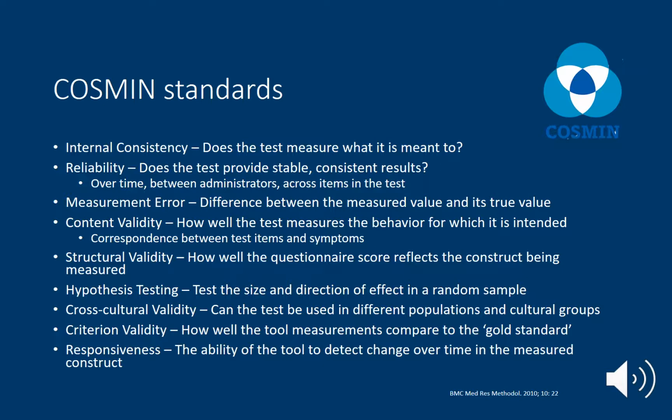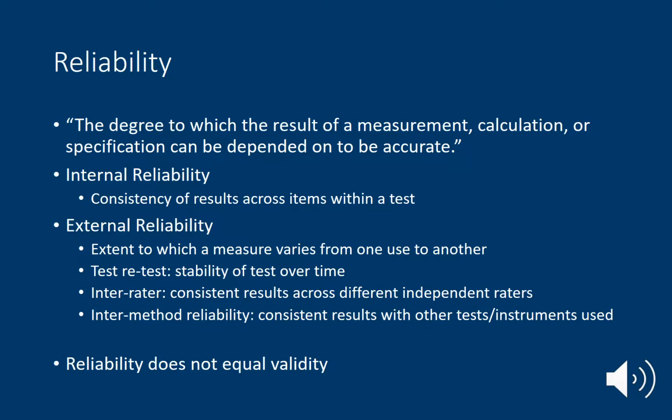So let's look a little bit more closely at a few of these. For reliability, this is the degree to which the result of a measurement, calculation, or specification can be depended on to be accurate. So think to yourself why this is important. Why is it important that we have consistent results across time and that it's accurate?